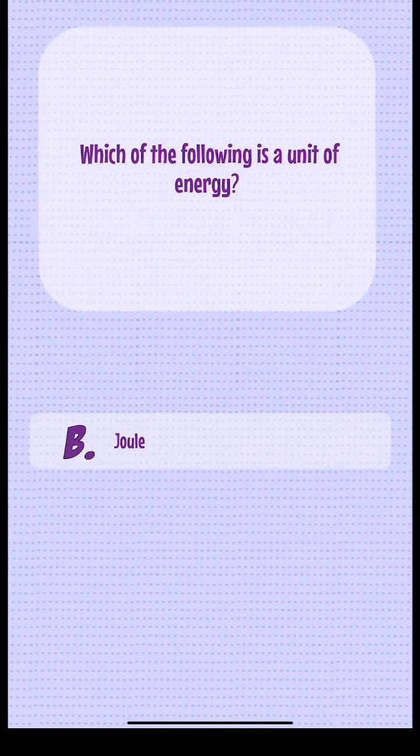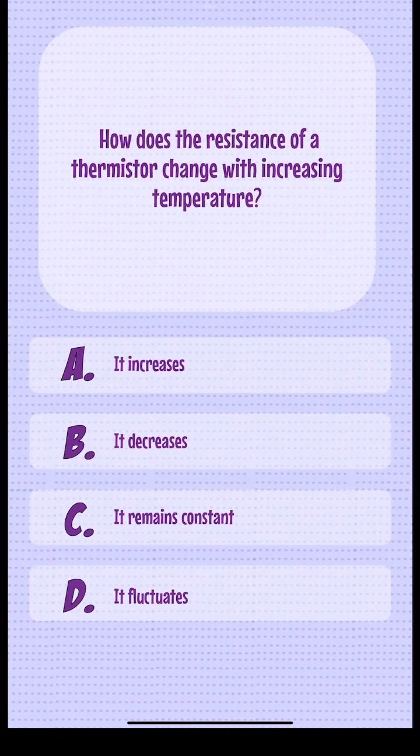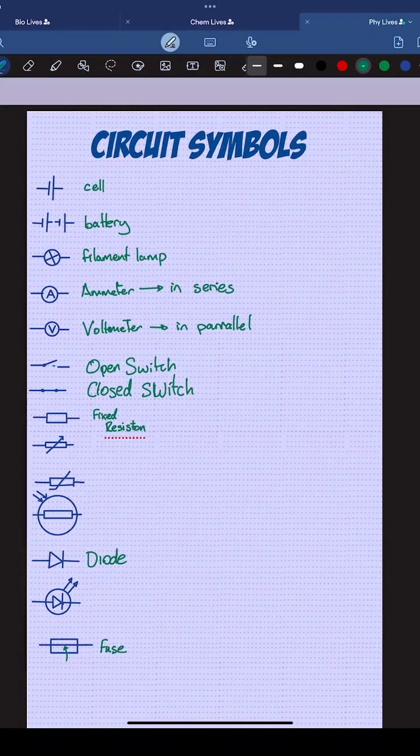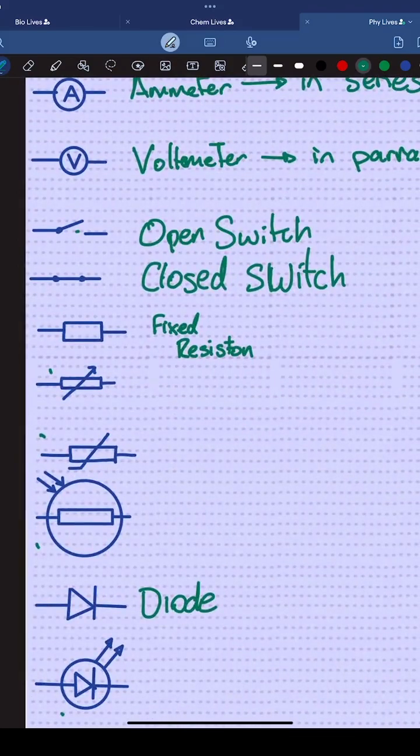So that's joules. How does the resistance of a thermistor change with increasing temperature? Right, where is a thermistor in our list? Can anyone tell me which one's a thermistor? It's going to be one of the ones that we haven't done. So it's either 1, 2, 3, or 4. 10th one. 1, 2, 3, 4, 5, 6, 7, 8, 9, 10. Yes, it is the 10th one. Well done, guys. The one with the hockey stick in it is the thermistor.